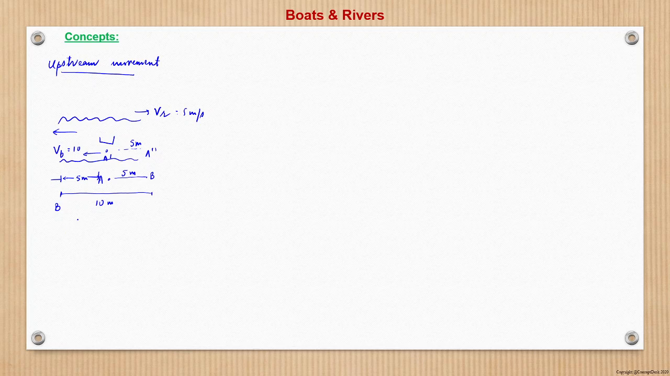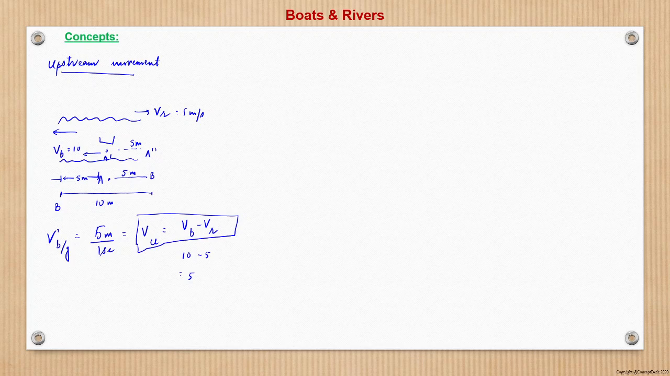So basically in 1 second the boat has covered 5 meter. So this becomes the velocity of the boat with respect to ground, and that is the effective speed, which is the velocity of the boat upstream, and that becomes nothing but velocity of boat minus velocity of river. That is what we did. Velocity of boat is 10 minus 5 is equal to 5, and that is what we got here.